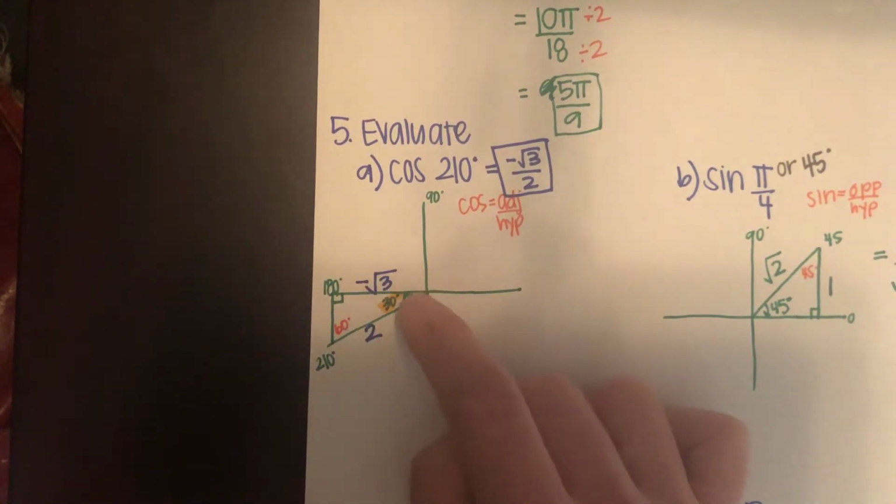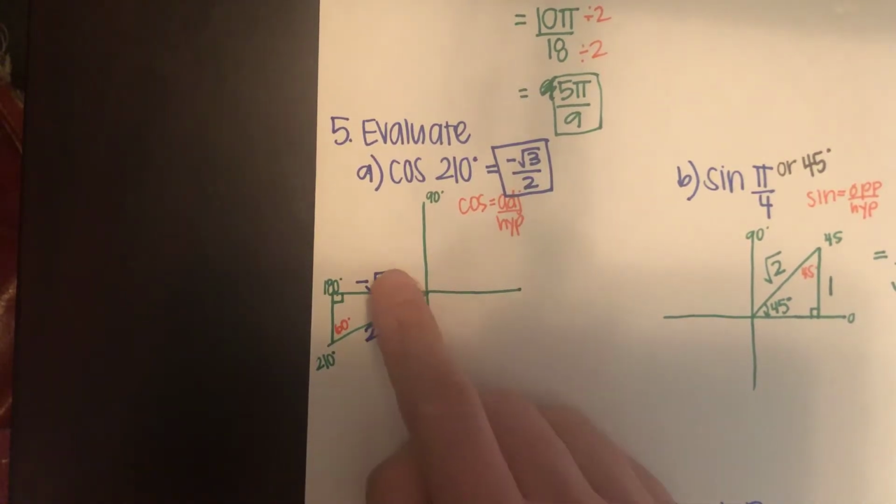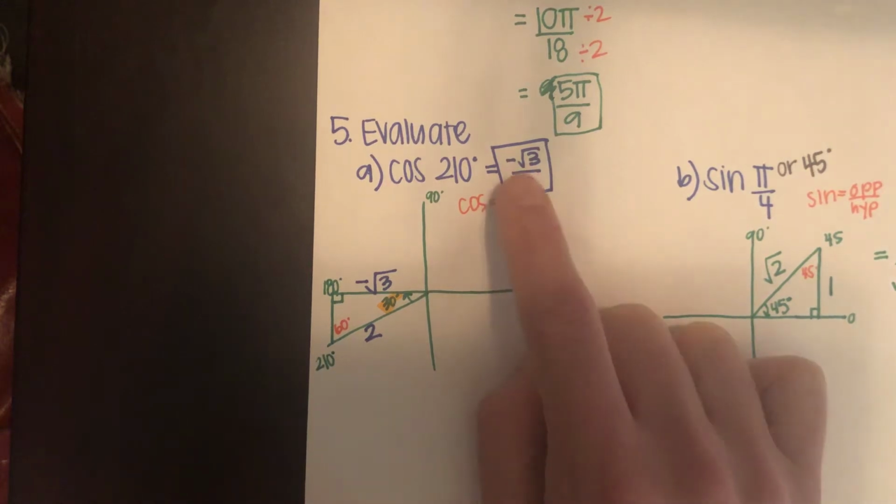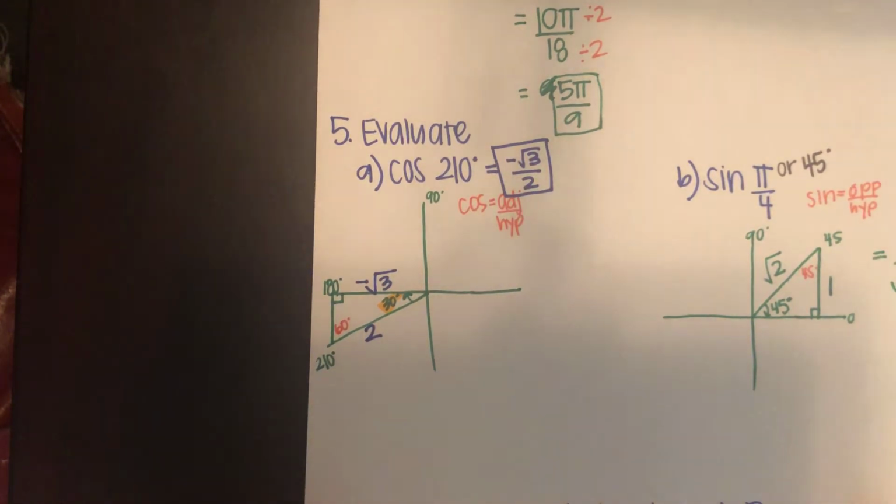It's negative square root 3 because we're going to the left on the x-axis. And then we memorize in the 30, 60, 90 that the hypotenuse is always 2. So my fraction is negative square root 3 over 2 for cosine of 210 degrees.